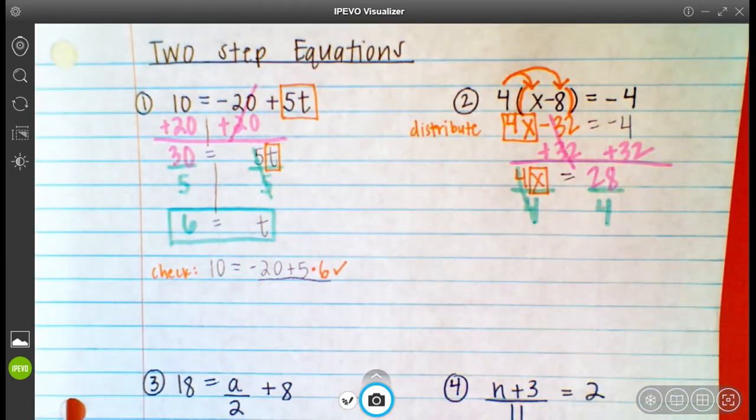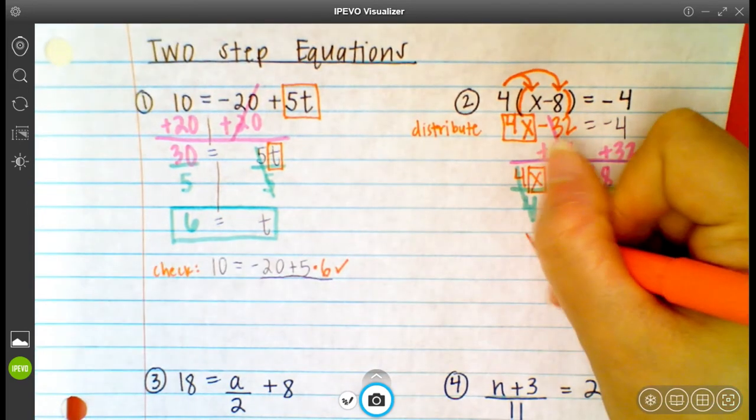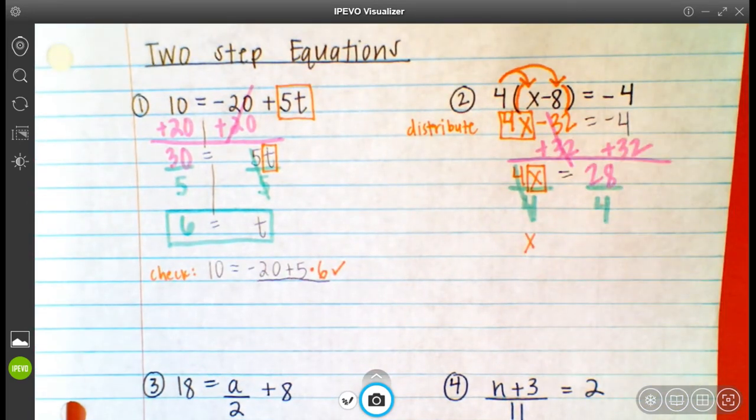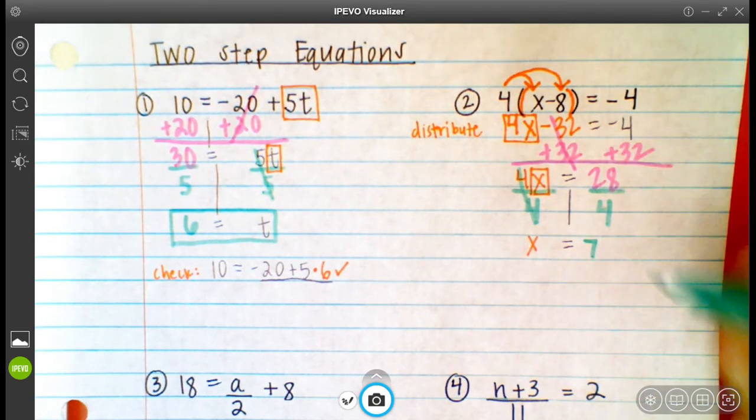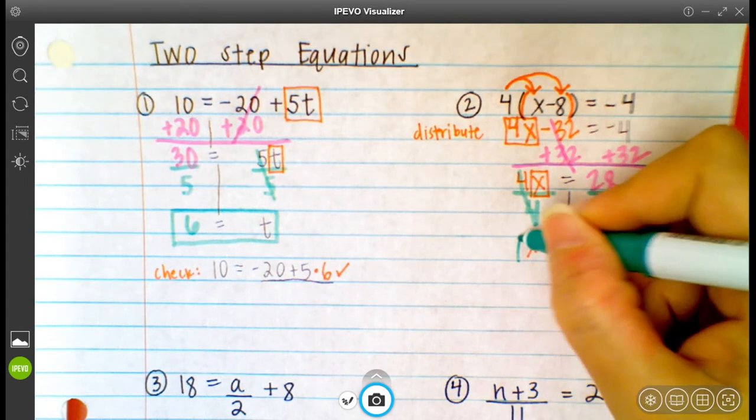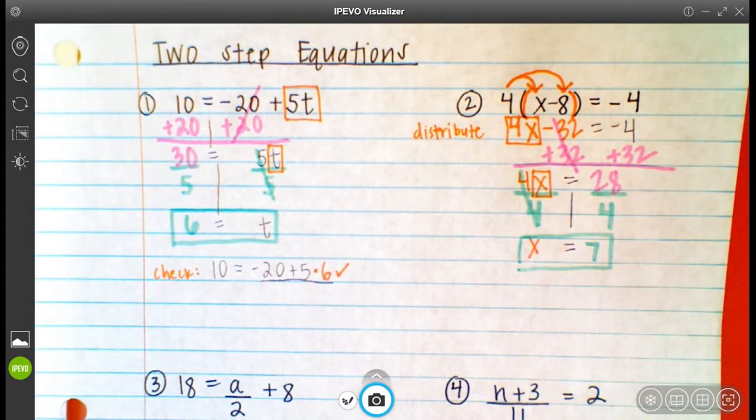Multiplying and dividing by 4 at the same time will undo each other, leaving us with x equals 28 divided by 4, which should be 7 as our final answer. And as we said before, guys, you can always check your solution.